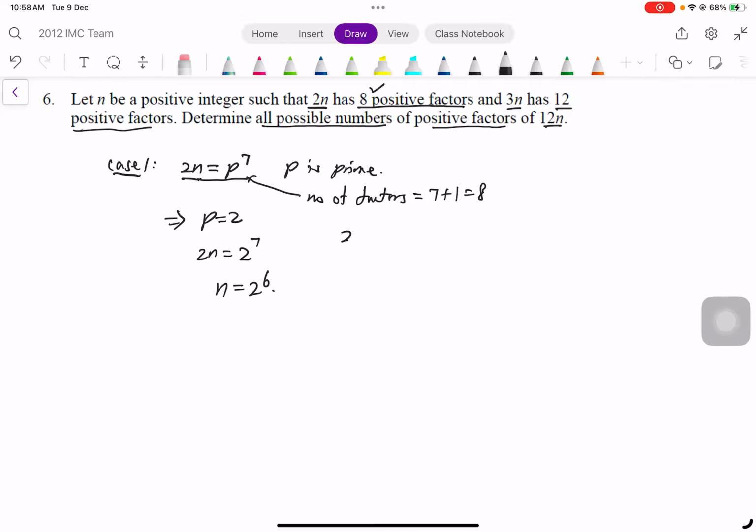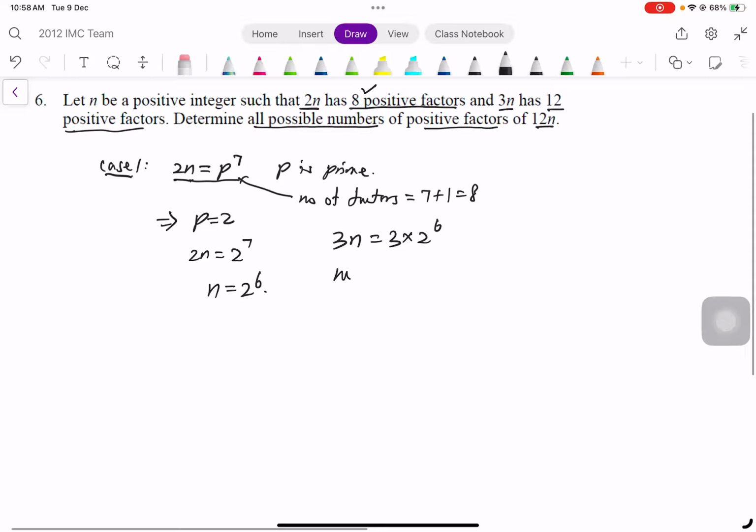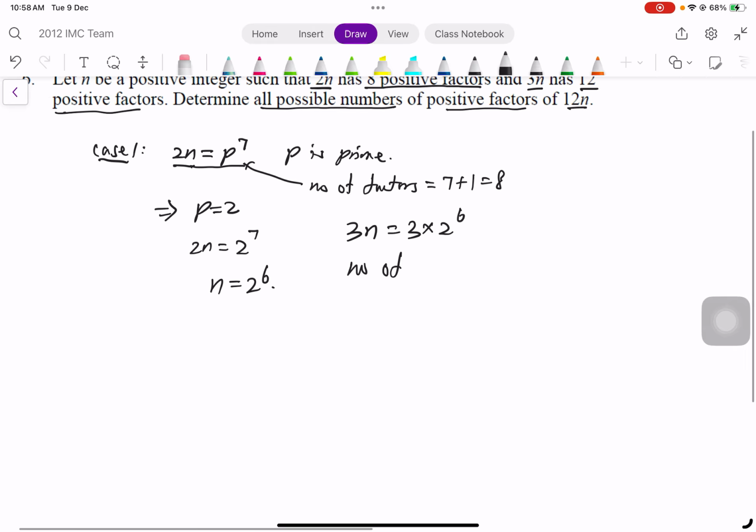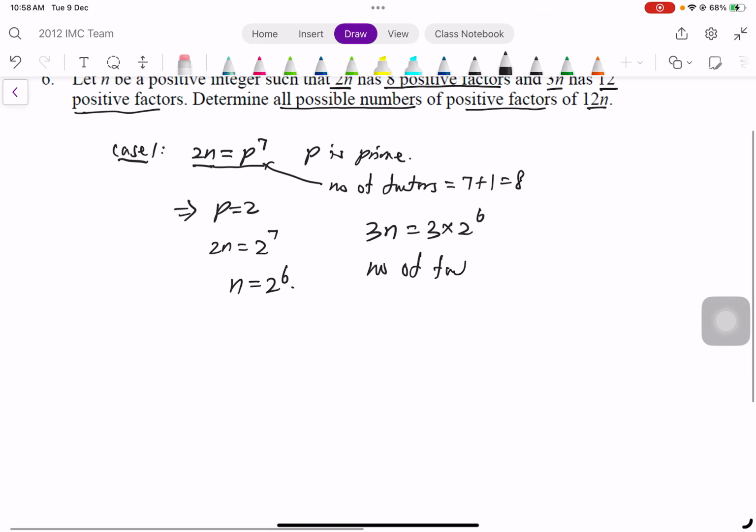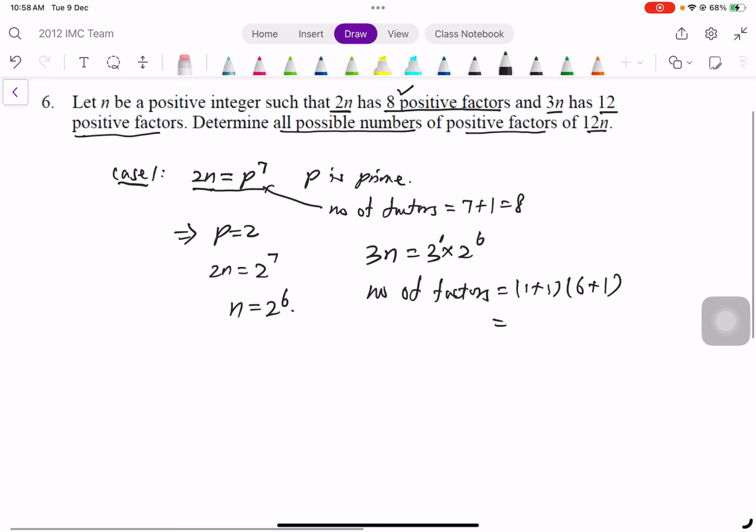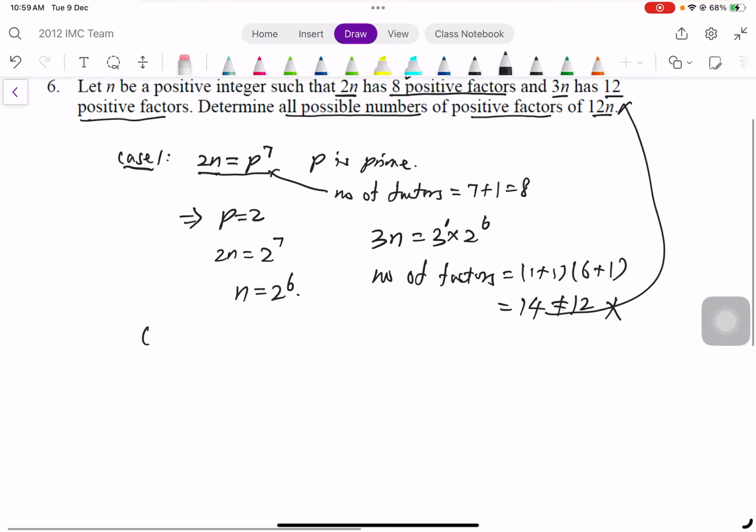But now we look at 3n. 3n will be just 3 times 2 to the power 6. Then what is the number of factors? Can you say that this is 3 to the power 1? Therefore, it is actually 1 plus 1 multiplied by 6 plus 1, which is equal to 14. And 14 is not equal to 12. Therefore, this is an impossible case. Case number 1, no solution.